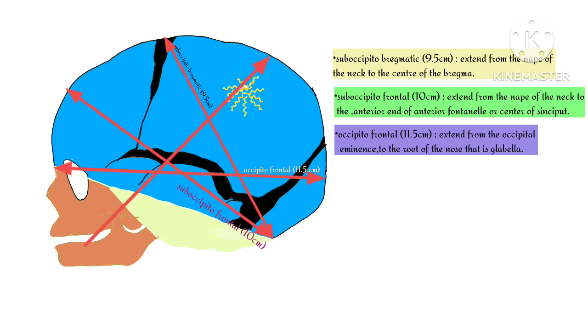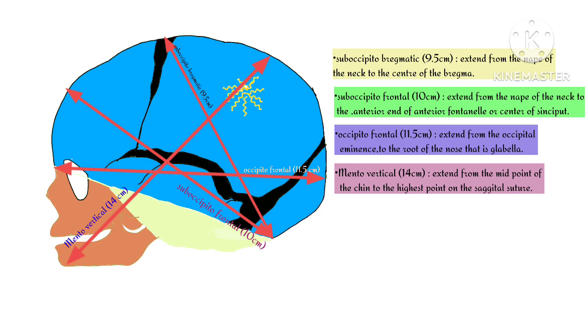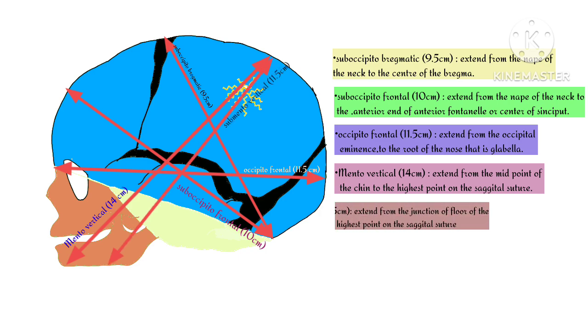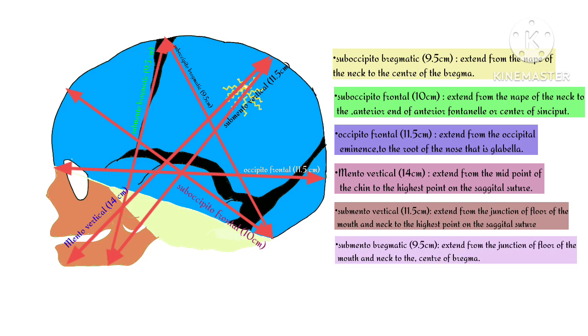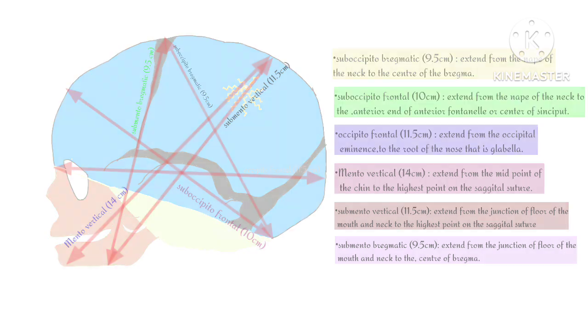Mentovertical diameter. It extends from the midpoint of the chin to the highest point on the sagittal suture. It is about 14 cm in length. Submentovertical diameter. It extends from the junction of floor of the mouth and neck to the highest point on the sagittal suture. It is about 11.5 cm in length. Submentobregmatic diameter. It extends from the junction of floor of the mouth and neck to the center of bregma. It is about 9.5 cm in diameter.